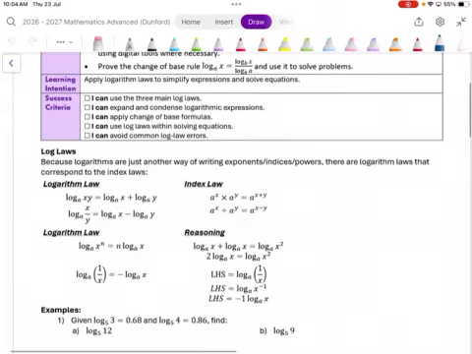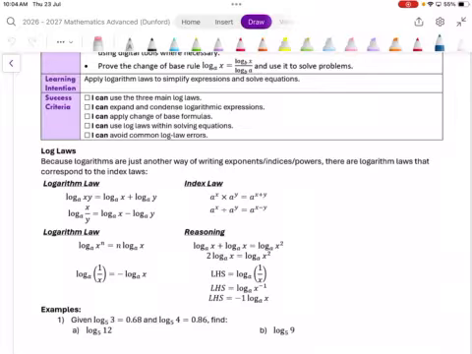So we have our log laws. You have to remember these log laws. None of them are on your reference sheet. I will double check that in a second, but I believe none of them are on your reference sheet.